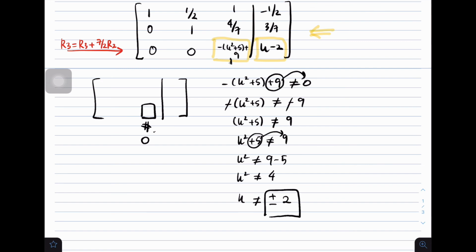So you just leave your answer like this, or you can write k not equal to 2 and k not equal to negative 2. Means that you can have any value of k but not positive 2 and negative 2. This one is for unique solution.